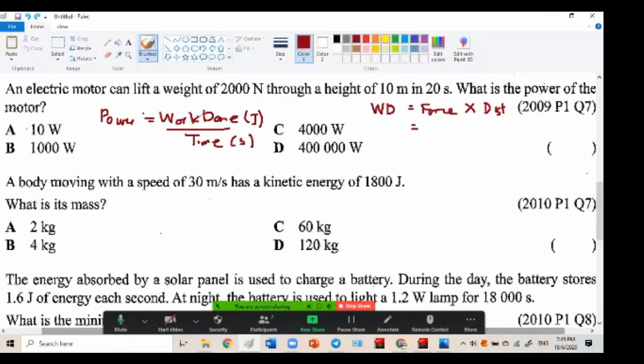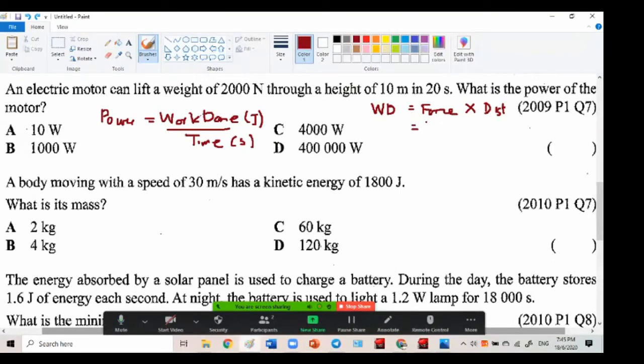I need to find power, which is work done divided by time, right? Yeah. Time is 600. Okay, and work done is force times distance. Now, what is our force? Force is in Newton, right? They're lifting a weight of 2000 Newton. Okay, what about the distance?